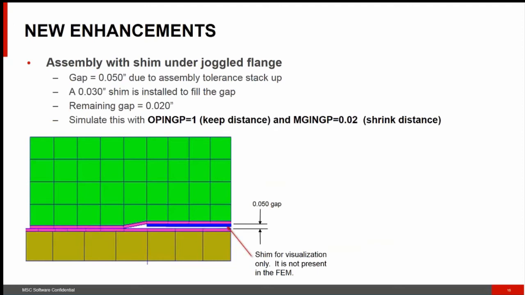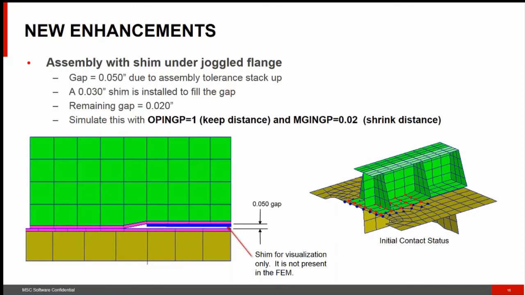You see the gap is 0.05, but then the shim is installed at 0.03, so there is a remaining gap of 0.02. Users can simulate this with the option to keep the distance and also to shrink the distance. So you can keep the distance of 0.03 and then shrink the distance using the BCTABLE entry or the BCONTACT entry. To know how to use these entries, for more information, you can always refer to the MSC Nastran Quick Reference Guide.